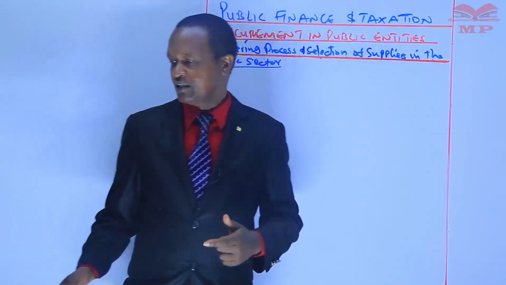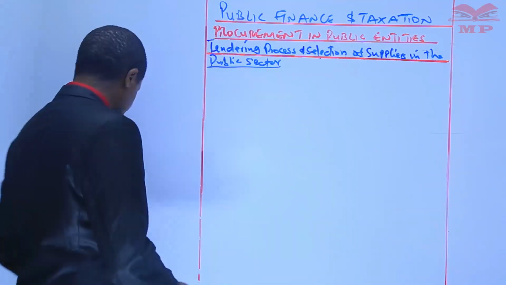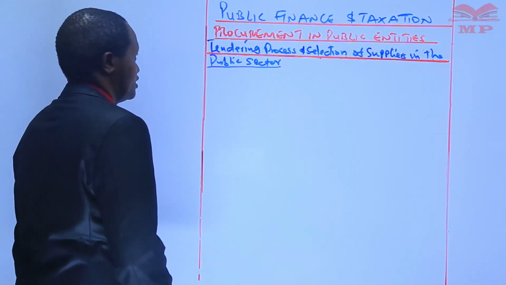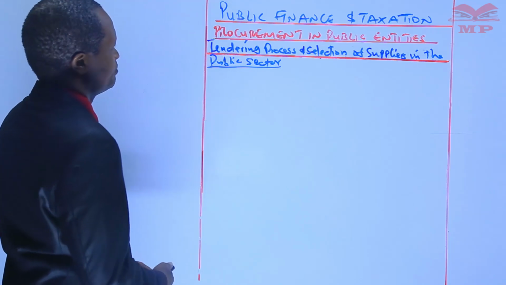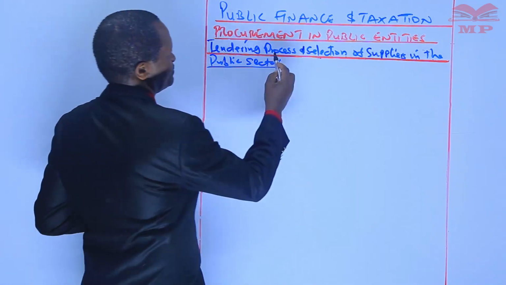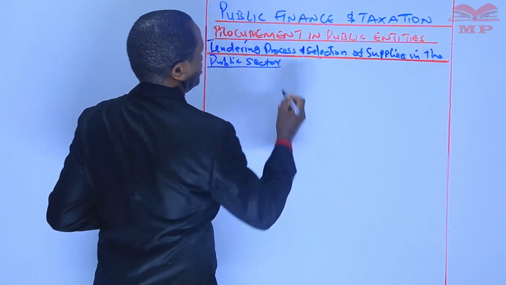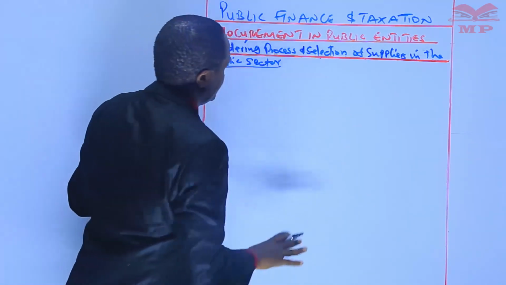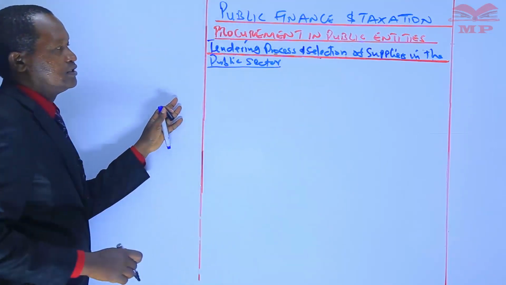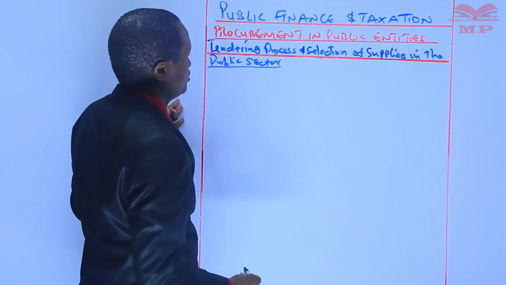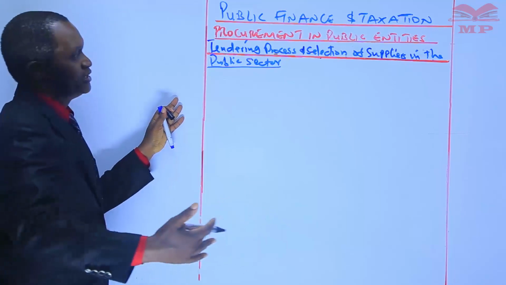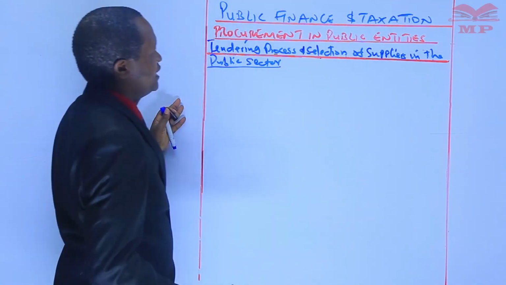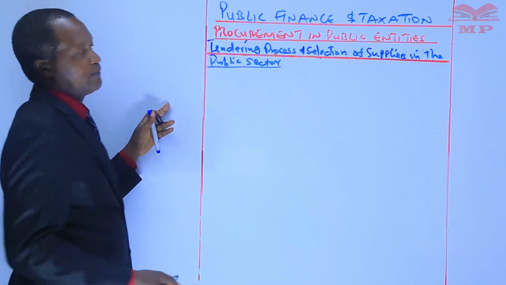The tendering process. That tells you that there are stages in the process of tendering. So in this lesson, we want to analyze the stages. And therefore, by the end of this lesson, you should be able to explain the tendering process and selection of suppliers in the public sector.